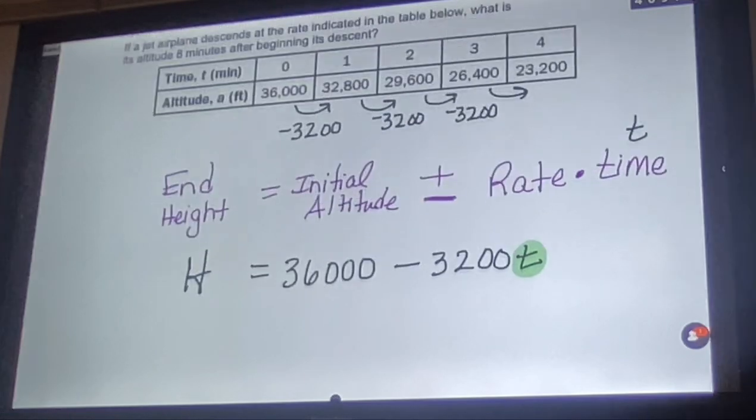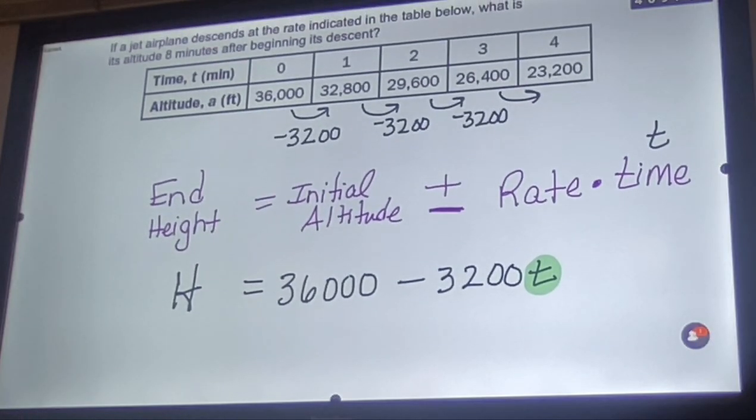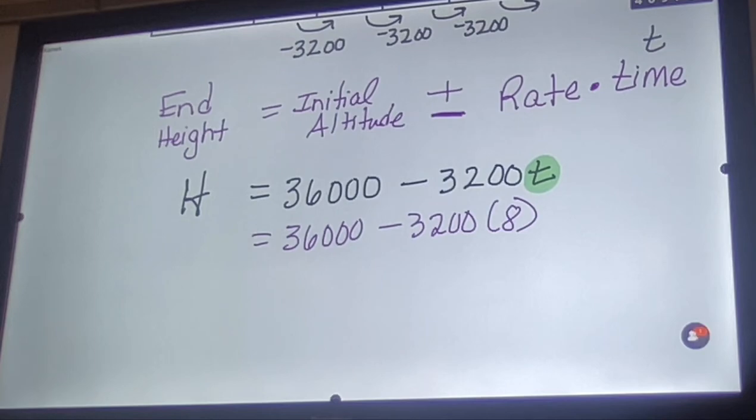So now, if we want to answer the question, what's the altitude after 8 minutes? This is now like the balloon problem. The balloon problem was going up because the balloon rises. The airplane is going down. And Daniel, what number would you plug in for t? 8. Yeah, so you have 36,000 minus 3,200 times 8. So very similar to the balloon problem, but we created the equation ourselves this time. And that equation starts with the initial height and then your rate.